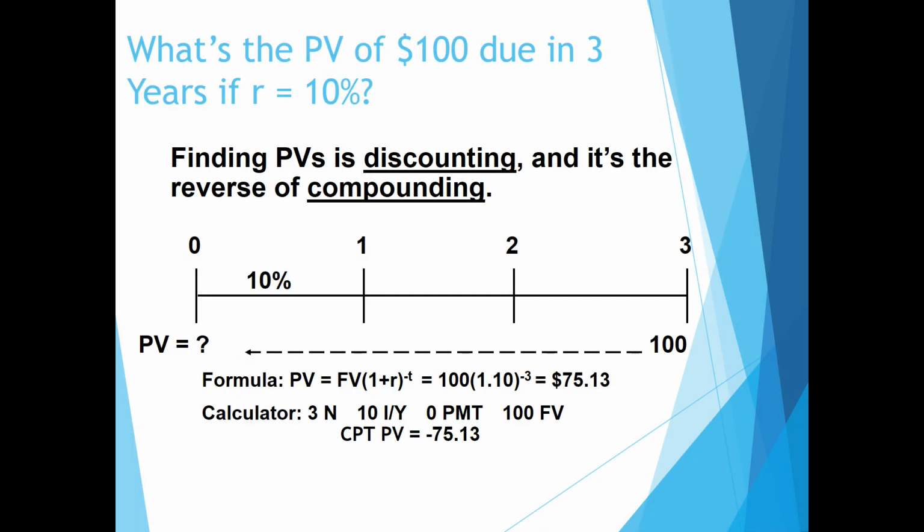So if you look at this problem here, what is the present value of $100 due in 3 years if the interest rate is 10%? So if you look at our timeline, we have $100 at tick mark 3. How much is that worth at tick mark 0 today if we can earn 10% interest on that money? You can see the formula below the timeline or see how we would put it into the financial calculator. Either way, we would have $75.13 today. That's what that $100 is valued at today, if we could earn 10% interest on that for 3 years.